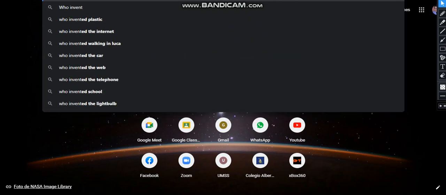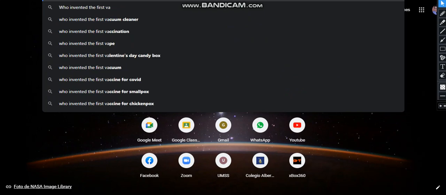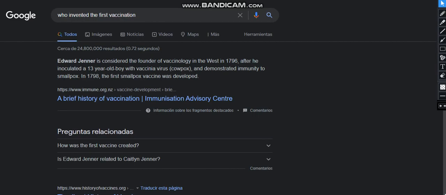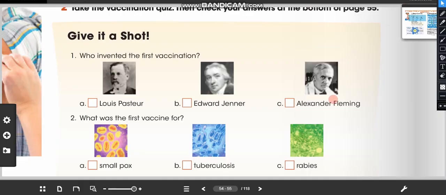Who invented the first vaccination? We have here: Edward Jenner is considered the founder of vaccinology in the West. In 1796, he inoculated a 13-year-old boy with the cowpox virus and demonstrated immunity to smallpox. So, Edward Jenner. Let's check in our book. Here we are. We have Louis Pasteur, Edward Jenner, and Alexander Fleming. And the correct answer is Edward Jenner, right?